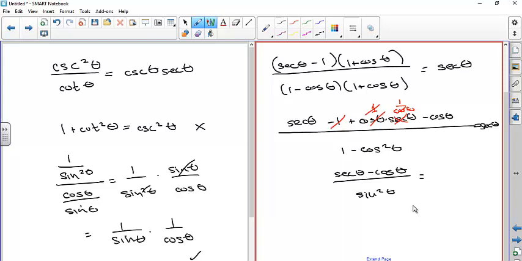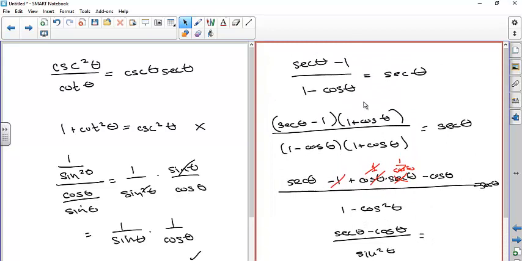The problem is I still got two terms here, which is kind of bothering me a little bit. So I'm trying to think what I'm doing here. So that may not be the right thing to do. I'm not sure what else I would do. Let me just double check that I've done things right up to this point.